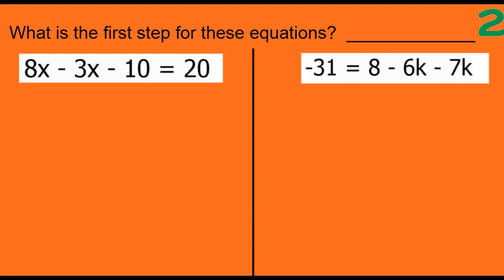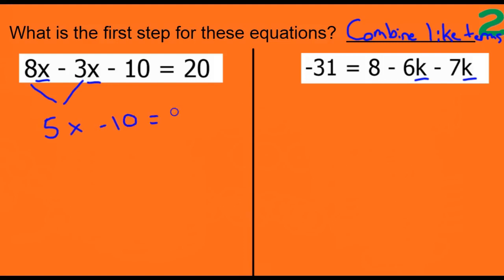Okay, taking a look at both of these equations, I see that we have an x here, an x here, and a k here, and a k here. So I know that if I have two variables that are the same, I can combine like terms. So I have 8x minus 3x, which gives us 5x, minus 10 equals 20.